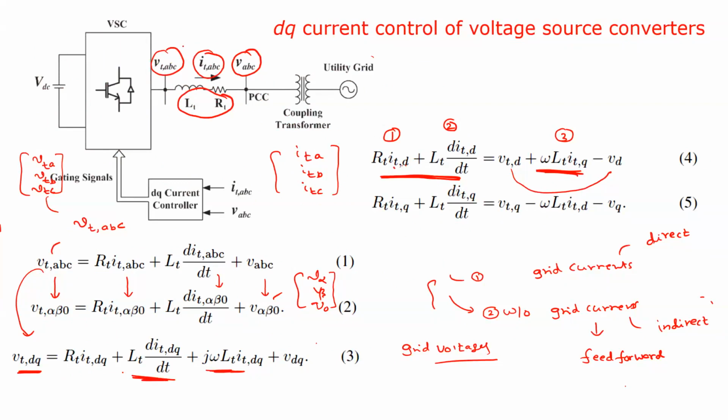So you know this VTABC, the inverter side voltages, and you know the grid voltages, and you know the grid resistance and inductance values, that is, the coupling parameters. Therefore, by using simple KVL equations, we estimated these currents. All right.